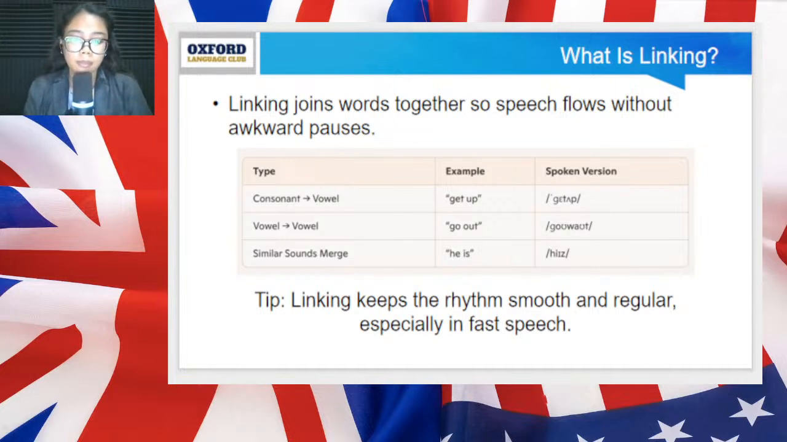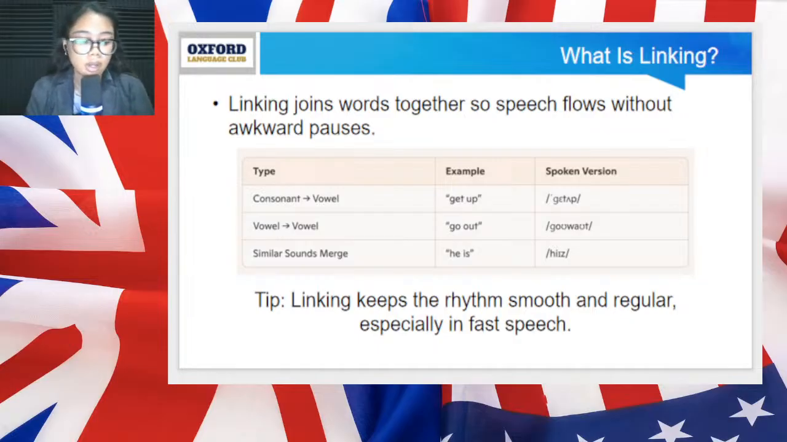Okay, pick it up. Or another example, turn on the light. Now it becomes turn on. Again, turn on. The N from turn links to the o in on.